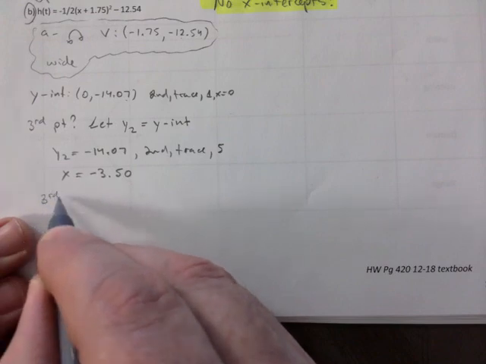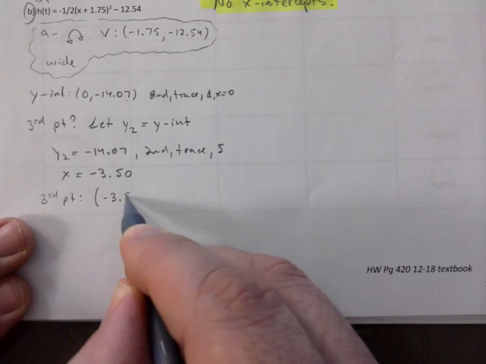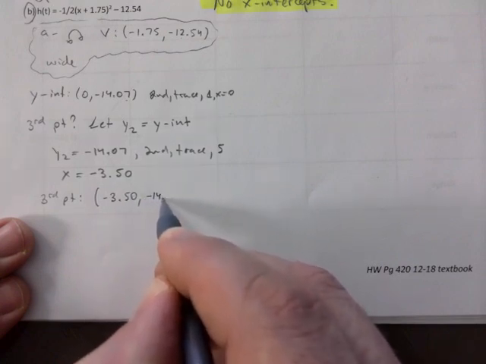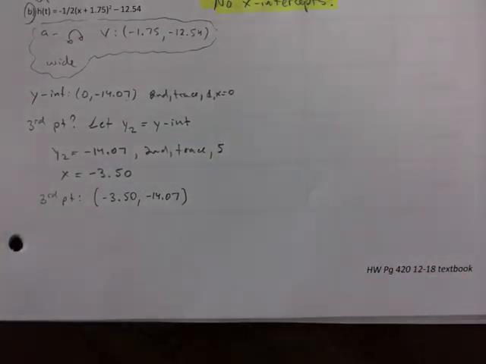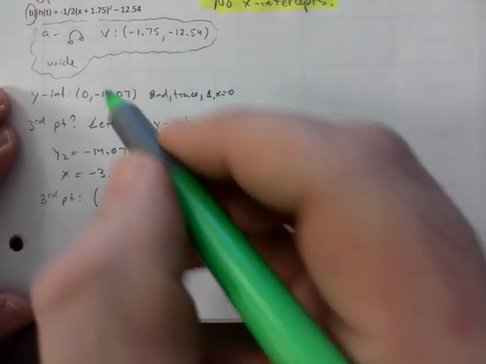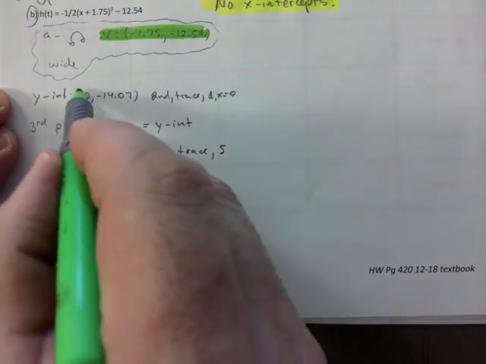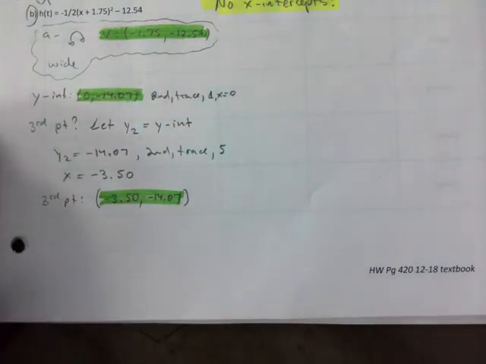So third point is negative 3.5, negative 14.07. That's what you've just found. So I'm going to say point number 1, point number 2, and point number 3. Now you can graph it.